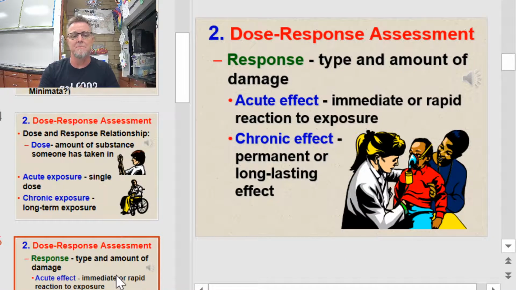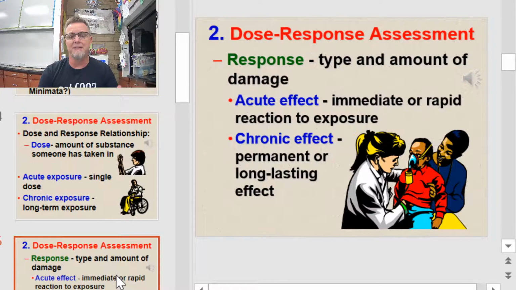In the dose response, we also have to look at the type and amount of damage that's going to occur. So we're going to revisit those two terms, acute and chronic, from the previous slide, but here we're going to use them to describe damage and not just exposure. The acute effect is an immediate or rapid reaction to exposure. And the chronic effect is the permanent or long-lasting effect.